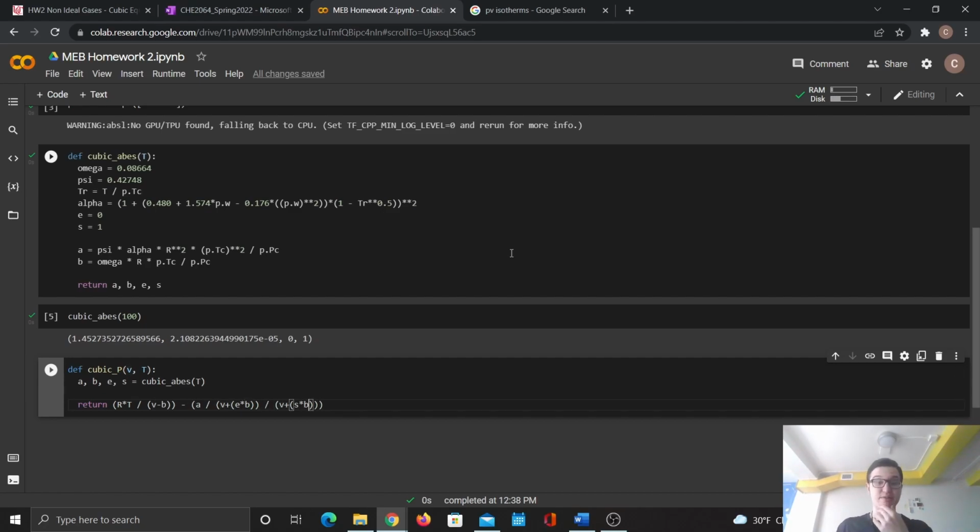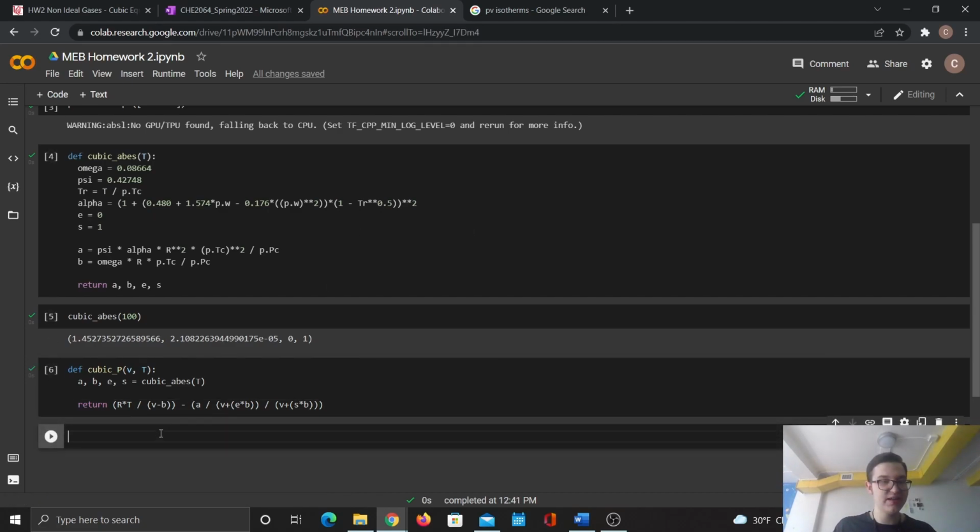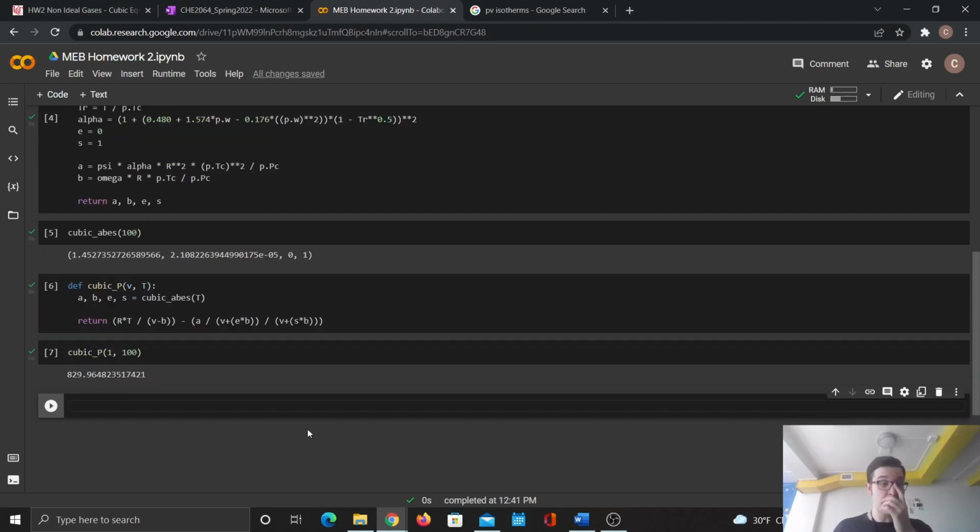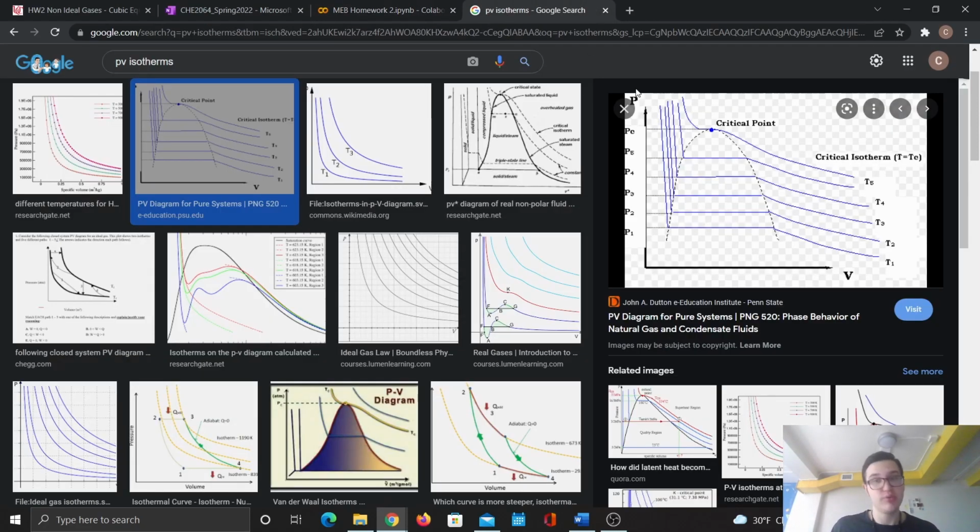There. That looks better. Shift Enter. So if I do cubic pressure, say a volume of 1 and a temperature of 100, Shift Enter, which seems about right. So we're good there. Now we need to plot the isotherms.